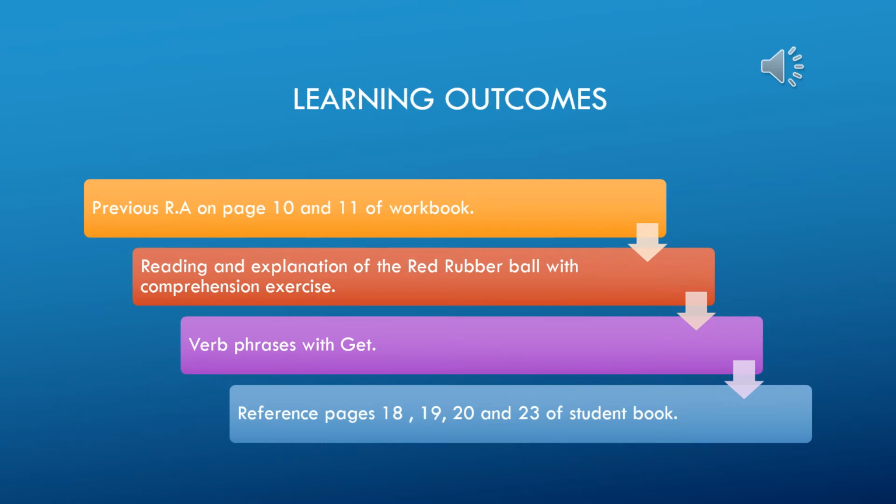Okay students, these are the learning outcomes of today's lecture. First of all, we would discuss the previous RA, that is on page number 10 and 11 of your workbook. Then we would be doing the reading and explanation of the red rubber ball with the comprehension exercise as well. And then we would be doing verb phrases with get. There are some words using get. What are the meanings of those words, how we would use those words in the form of sentences. We would discuss all that. The reference pages for these explanations are on page number 18, 19, 20 and 23 of your student book.